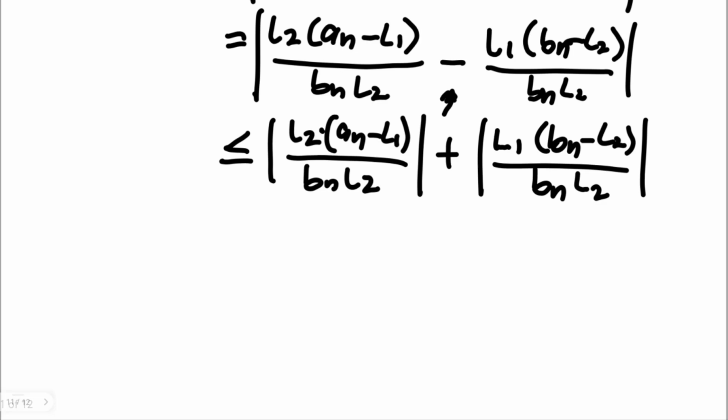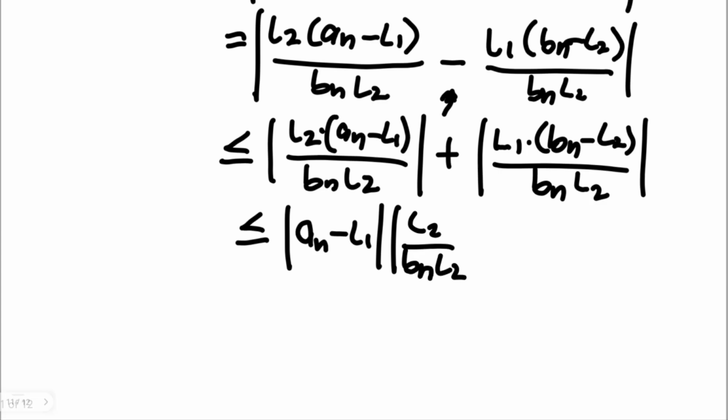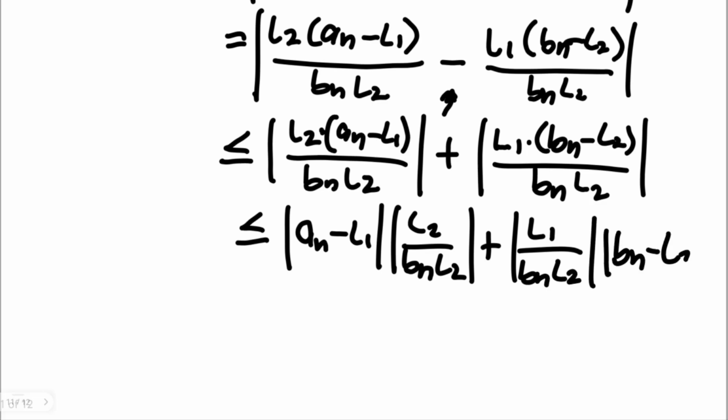Take note, this is product, this is also product. So I can now use as well the process of the product. The absolute value of a product is equal to the product of the absolute values. So I have here, as I take out A sub n minus L sub 1, I have here L sub 2 over B sub n L sub 2. Okay, because this is just a product. When I pair this with that, that's just the product. It's also true here. Plus, you will have the form L sub 1 over B sub n L sub 2, and you have here the absolute value of B sub n minus L sub 2.